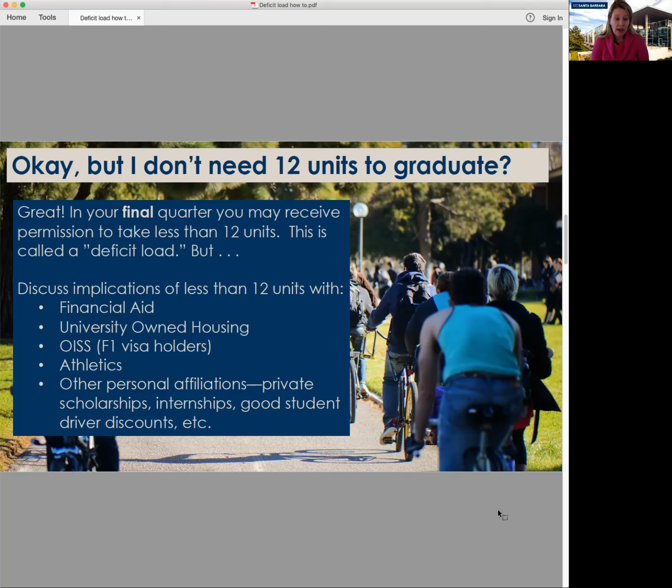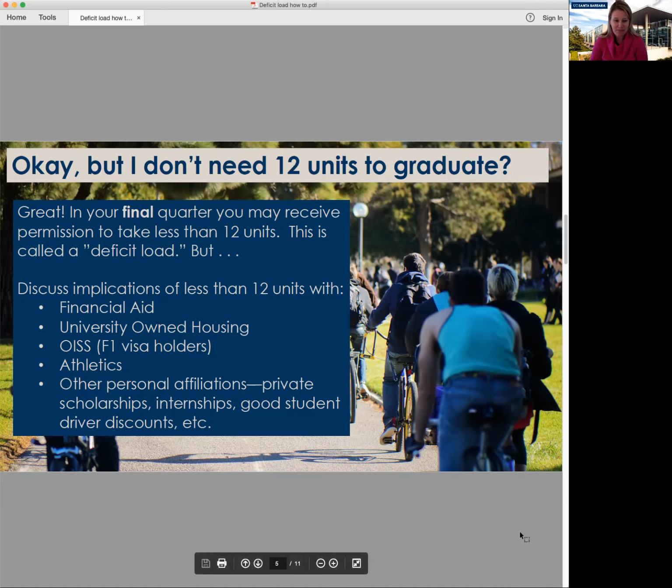However, if you have any sort of affiliation with the entities on the screen, we strongly encourage you to discuss the implications that taking less than 12 units might have. Is there going to be any effect to your financial aid benefits, living in university-owned housing, or your visa status? And again, other personal affiliations, so perhaps private scholarships that you receive. Does your internship require you to be in full-time standing? Are you an officer in an org? Do you get a discount for your car insurance?